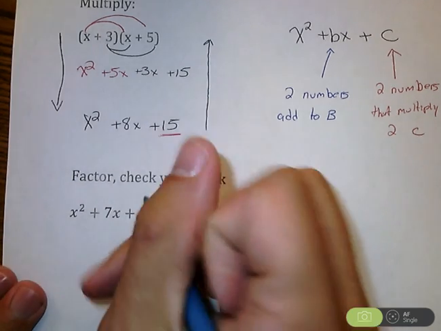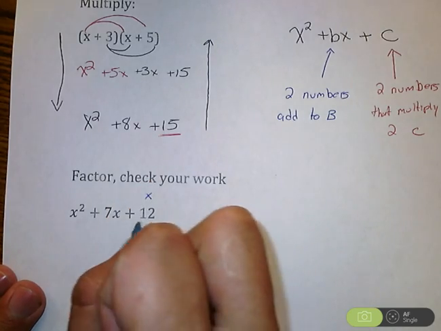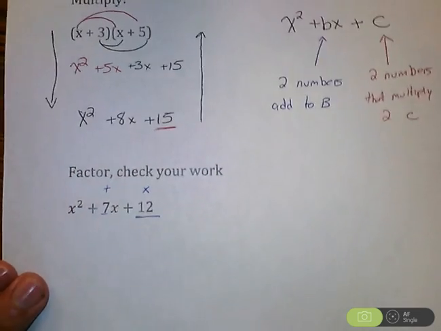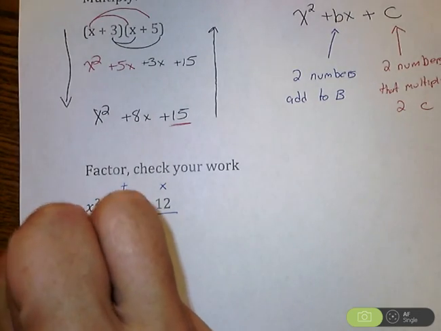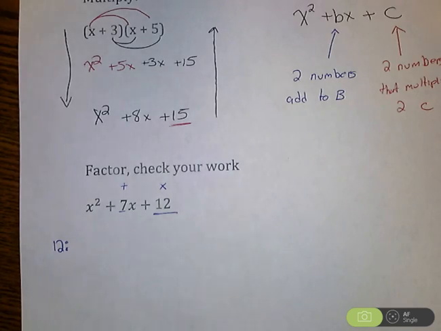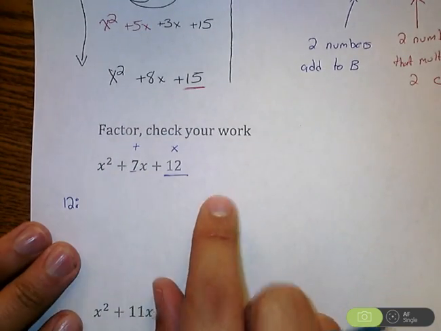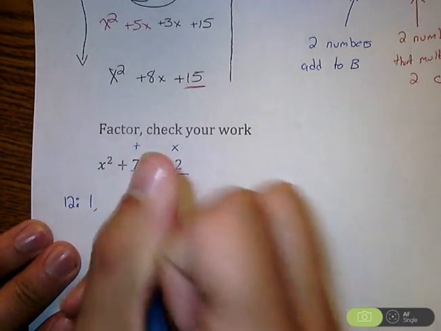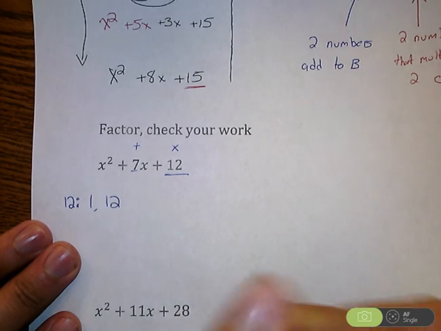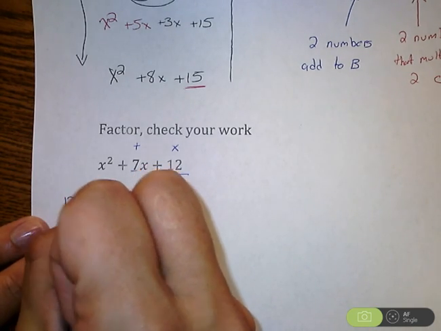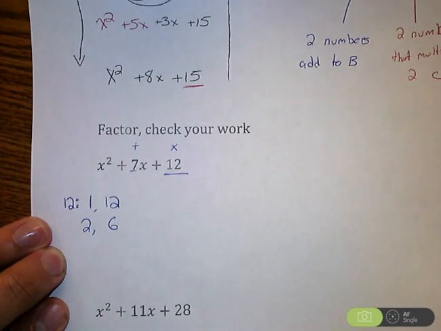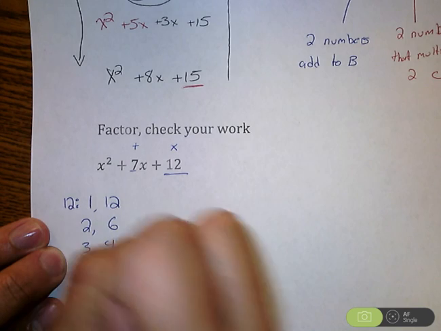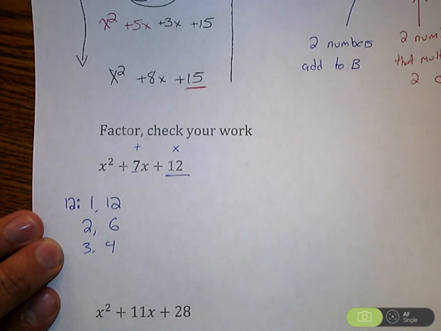So I need two numbers that multiply to 12, but when we add them together, we get 7. What I like to do is first list out all the different pairs of numbers that multiply to 12. So I start small and work my way up. So 1 times what gets me 12? Well, 1 times 12 gets me 12. Then I think about 2. 2 times 6 gets me 12. 3 times 4 gets me 12, and that's it.